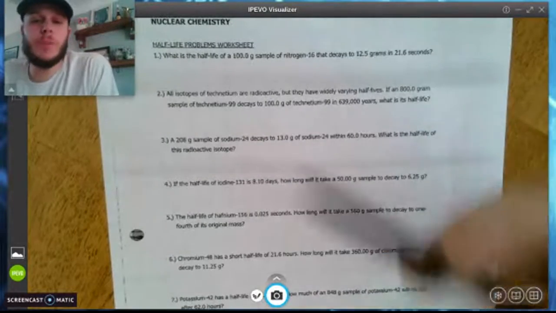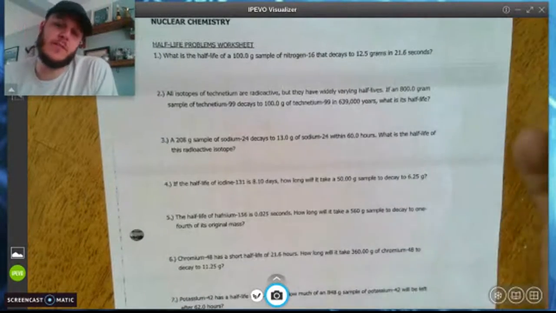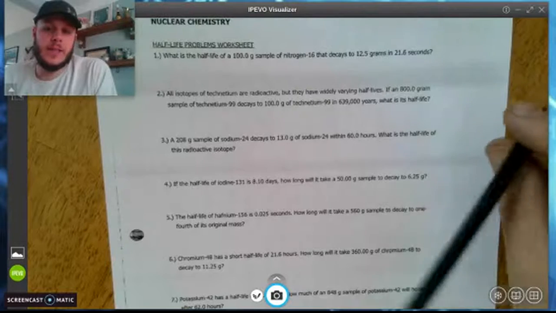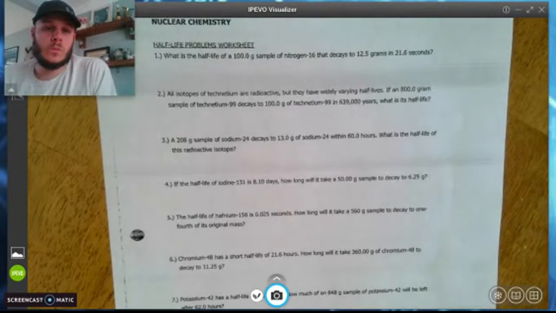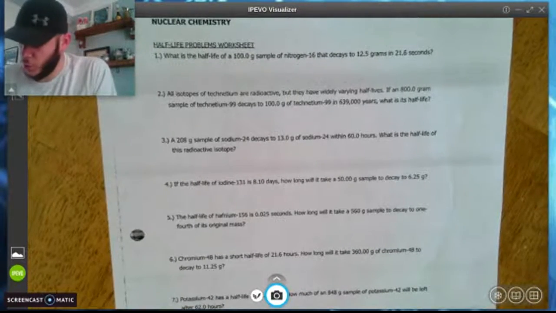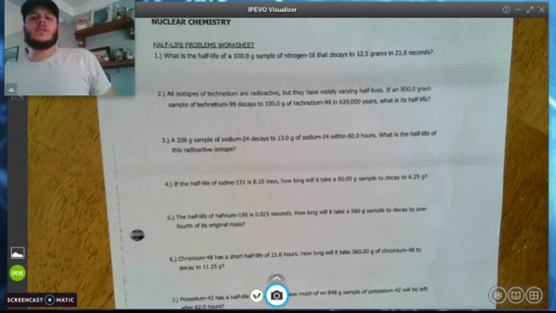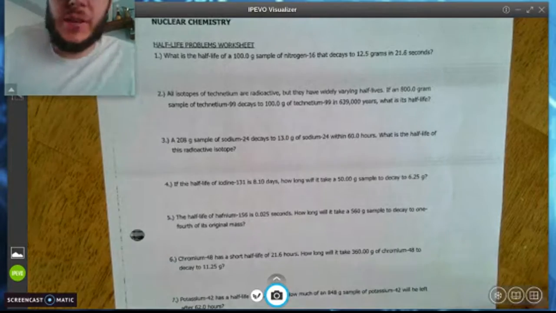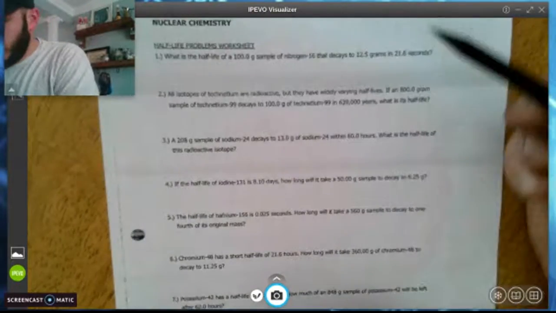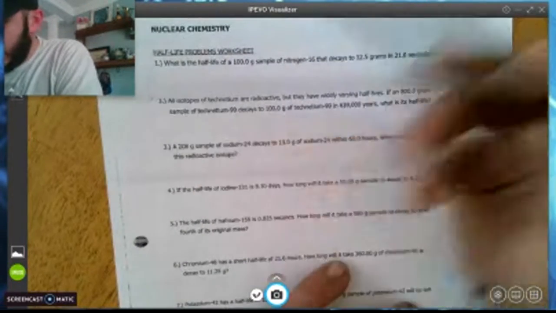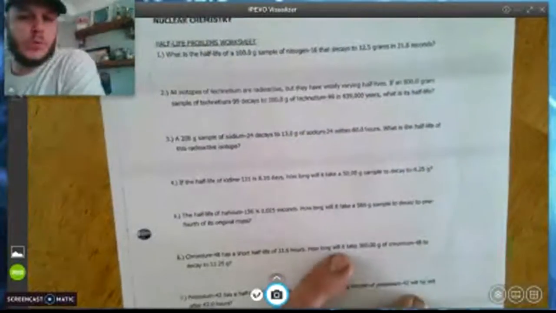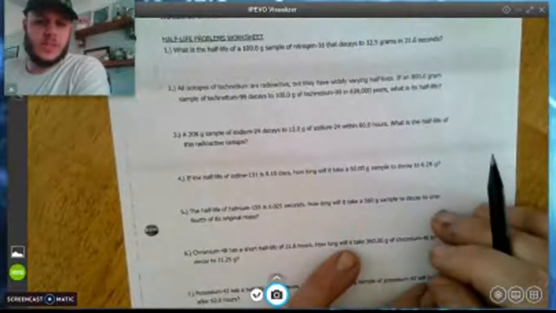So let me show you a couple of different versions of half-life math. I'm not going to do all of them. I'm going to do maybe three different ones, and then you can try the rest on your own. So I'll start with number two. Number one is the exact same type of question, but number two just has bigger numbers, so it's probably better if I help you with something like this.